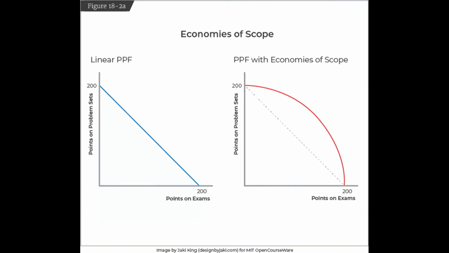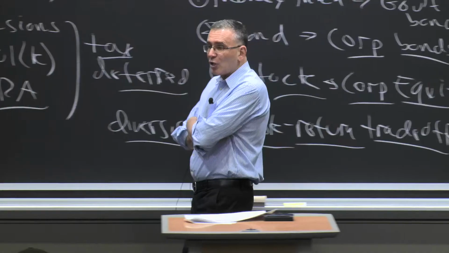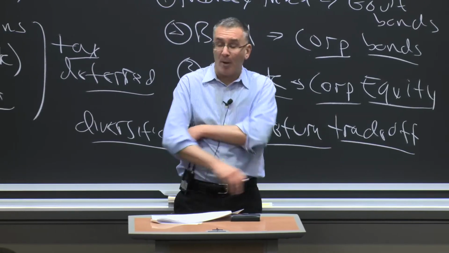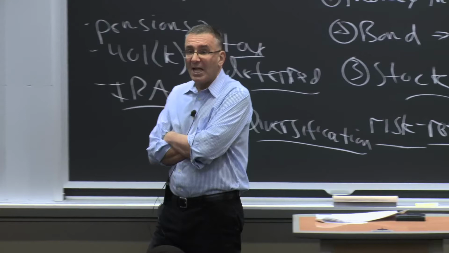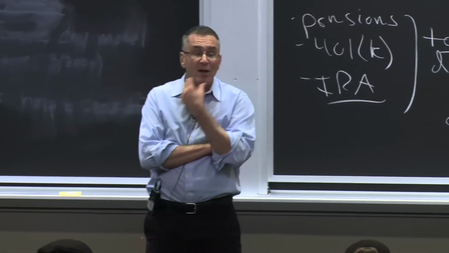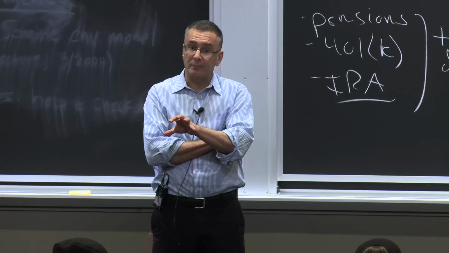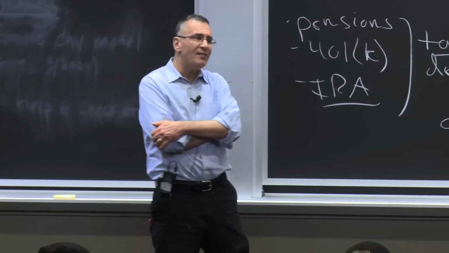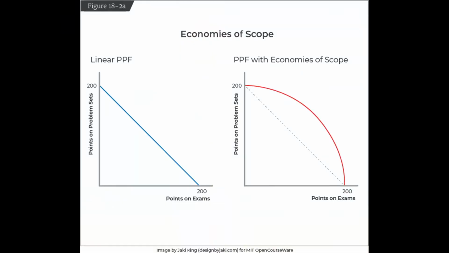So what this line is saying on the left-hand side is, look, if I put all my time into studying for exams, I'll get 200 points on exams and 0 on problem sets. If I spend all my time doing problem sets, I'll get 200 points on problem sets and 0 on exams, and some combinations in between. That is a production possibility frontier. Okay? It shows the combination of outputs you get for any given fixed level of inputs. Now, what is wrong with the graph on the left, and why is the graph on the right probably a more realistic description of what your actual production possibility frontier looks like?